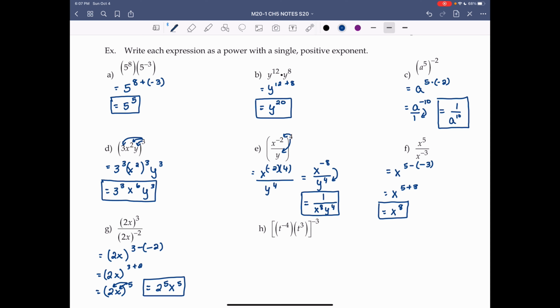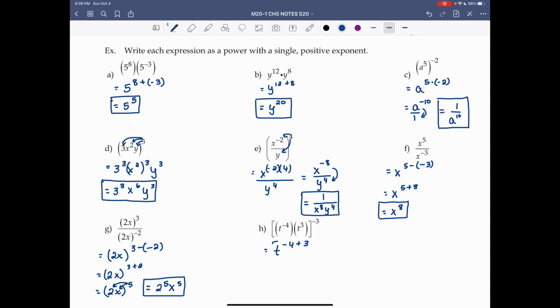t to the power of negative 4 times t to the power of 3, all to the power of negative 3. I typically will take care of what's inside first. Like I said before, there isn't really a BEDMAS for exponent laws, but I'm going to simplify the inside first. So I have t to the negative 4 times t to the 3. That's the multiplication rule. It tells me to add the exponents: t to the negative 4 plus 3.